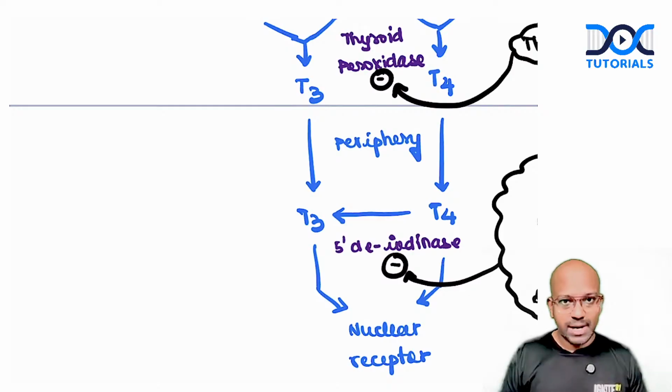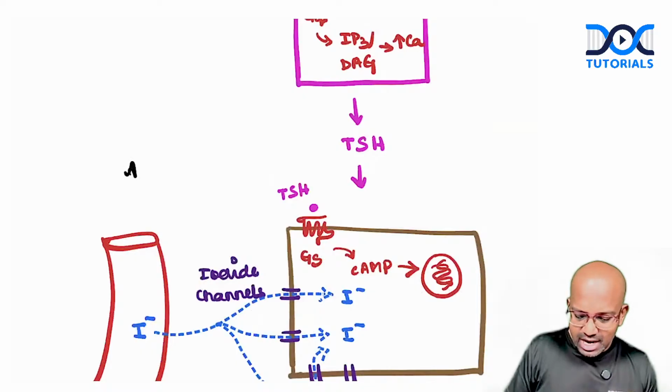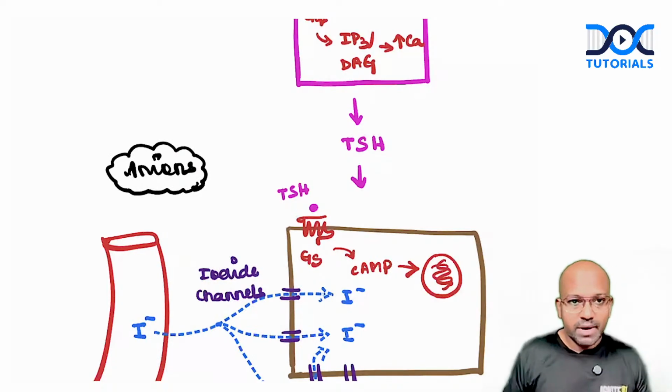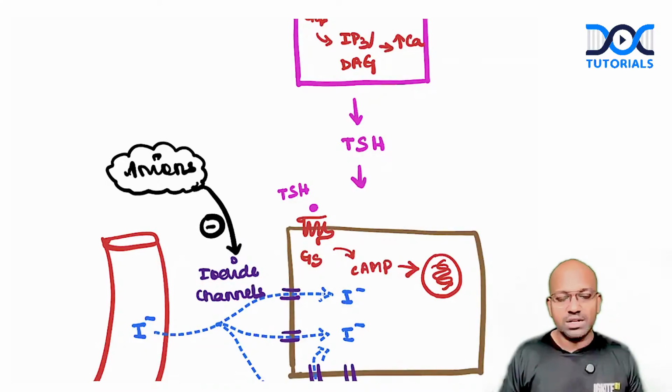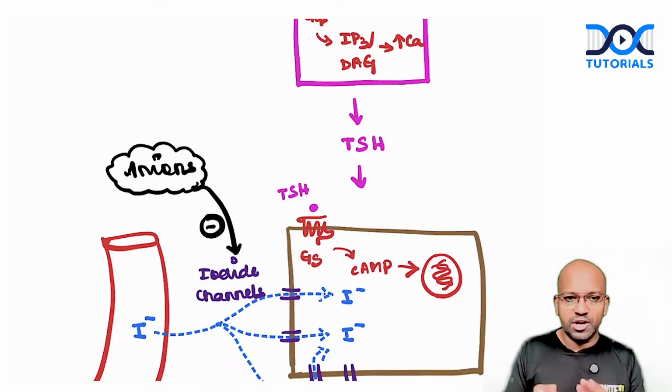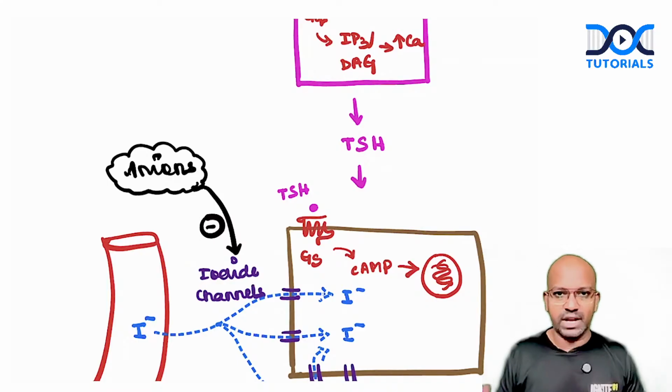We also have one more group of drugs named anions. What are those anions? As the name itself implies, anions are drugs which are negatively charged molecules. If they are negatively charged molecules, they will inhibit the iodide channel, or simply, iodide uptake will be inhibited by anions. So instead of I minus, there will be some other negatively charged molecules that will compete with the iodine which is gaining entry into the follicular cells. Because of that competition, the iodide cannot gain entry into those follicular cells, which inhibits iodide transport.